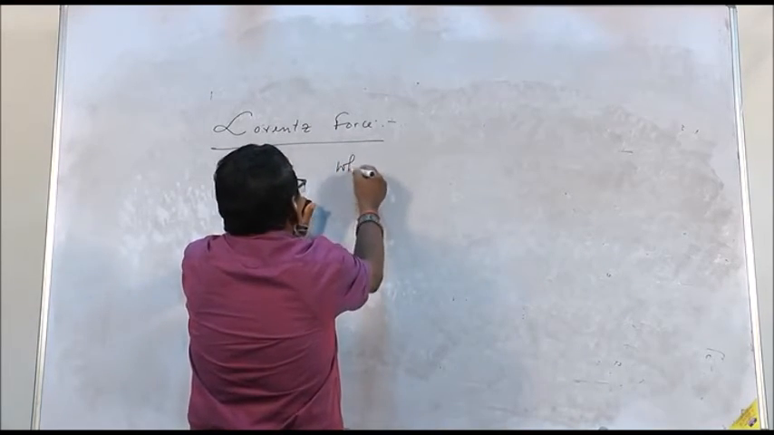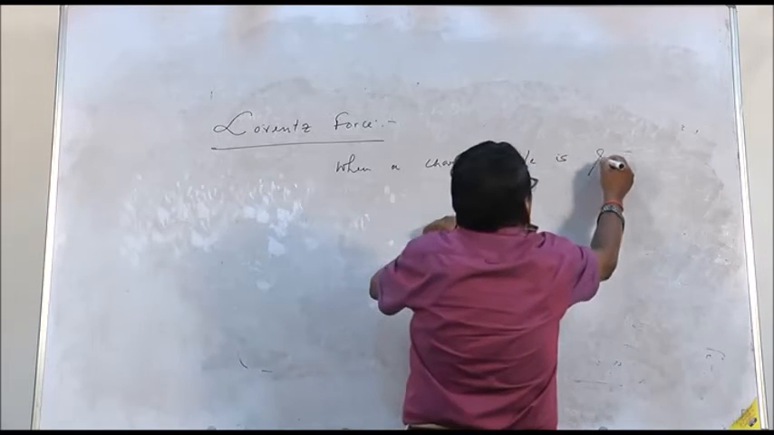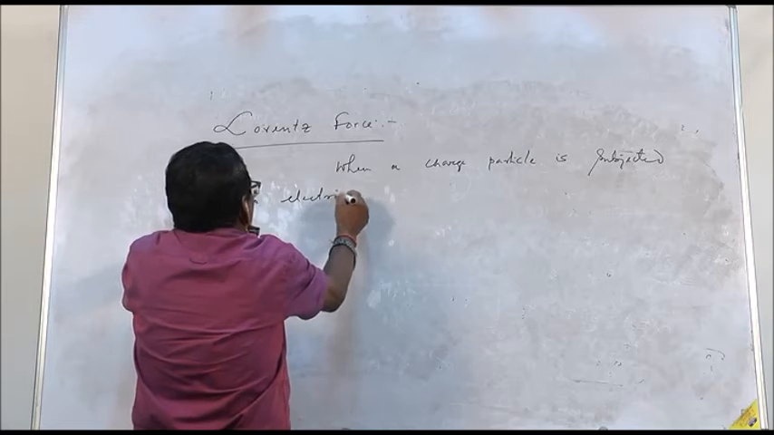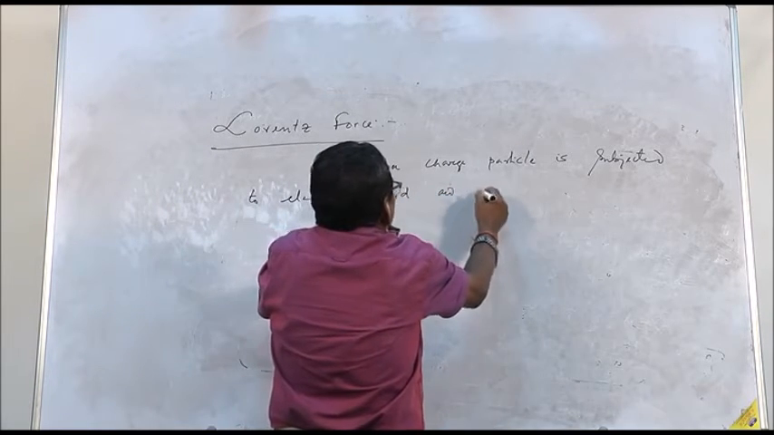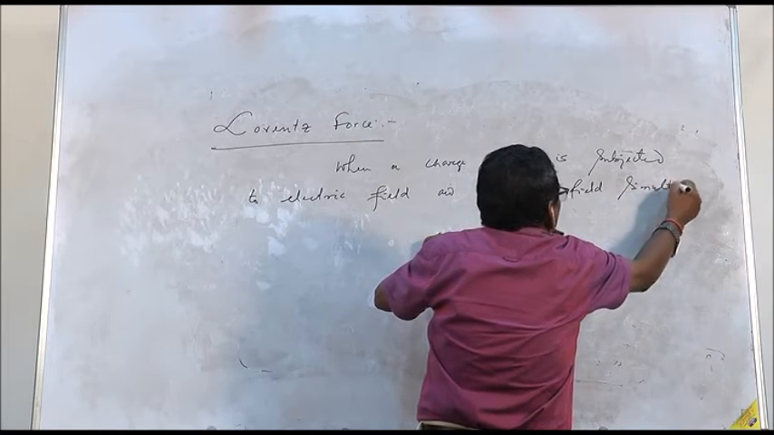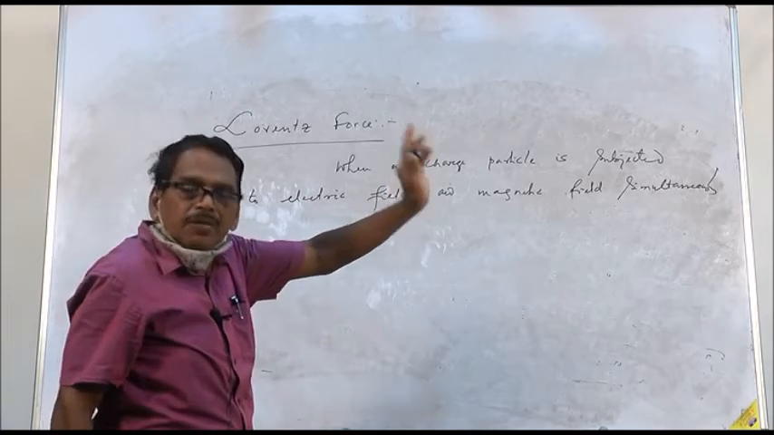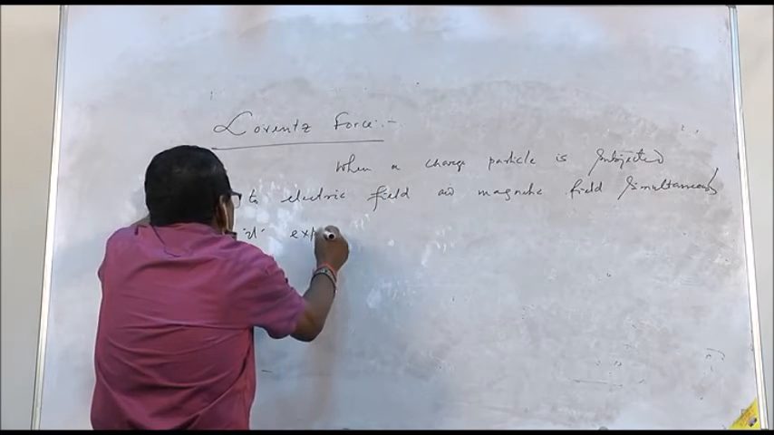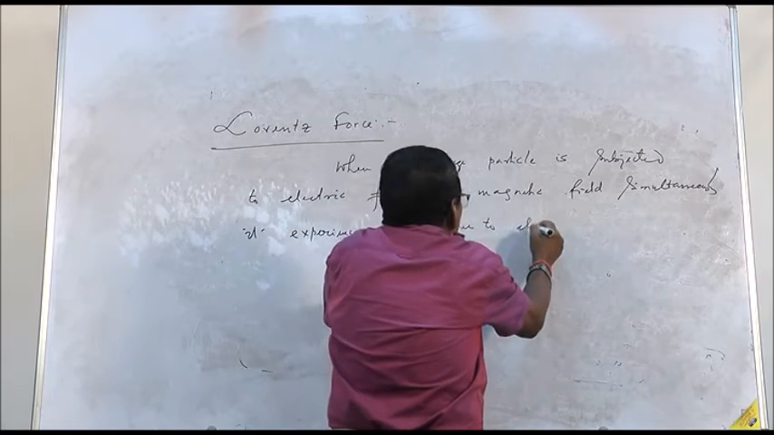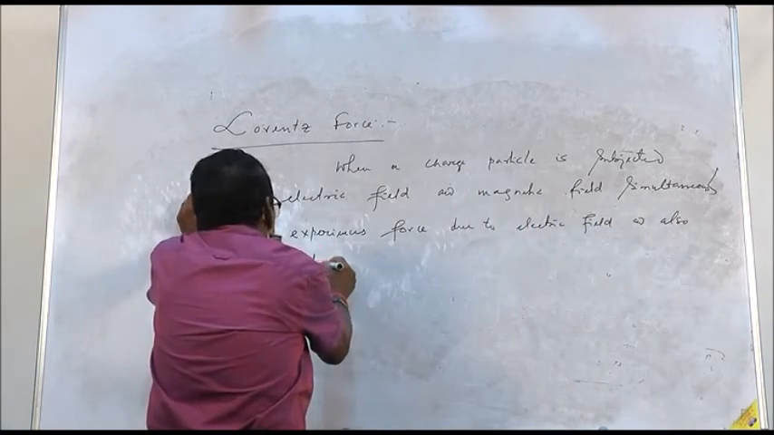When a charged particle is subjected to electric field and magnetic field simultaneously, that means at the same time, it experiences force due to electric field and also due to magnetic field.